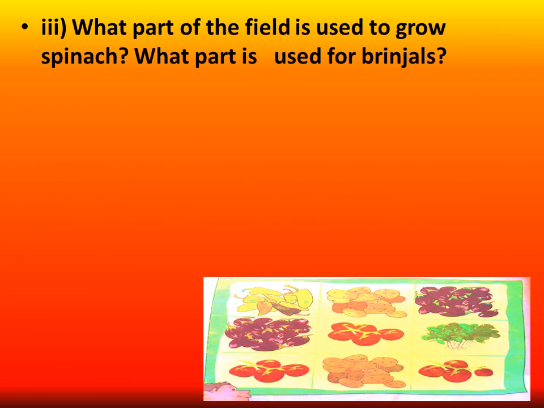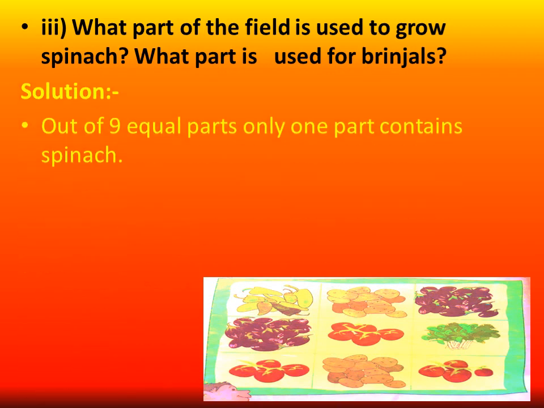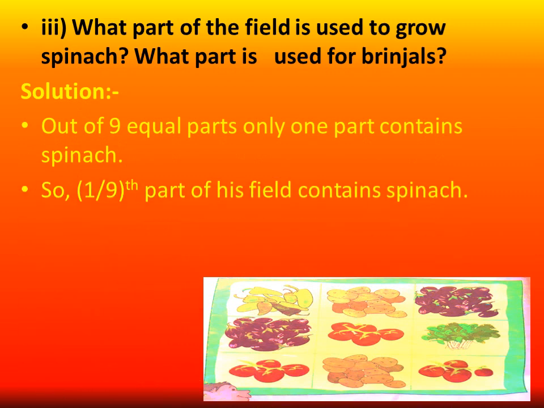Third part, what part of the field is used to grow spinach? What part is used for brinjals? So now for spinach, which part has been used? Only one part of the field. So how are you going to write it in fraction form? 1 upon 9, because only one field out of 9. So 1 upon 9 part of his field contains spinach.